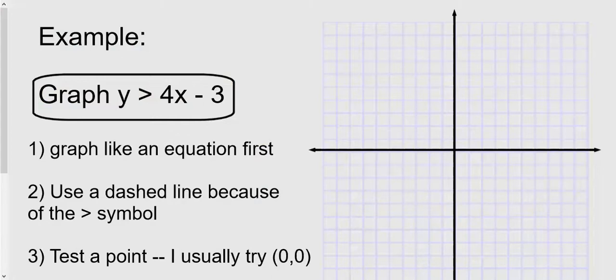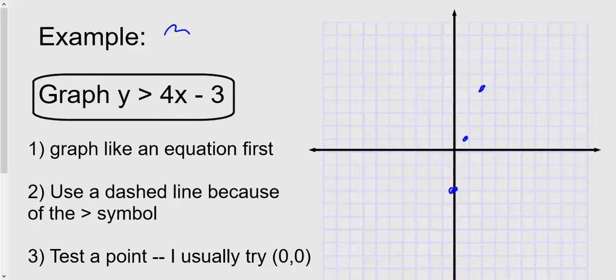Okay, so here is what we are doing. This is the basis of the lesson here. What we're going to do is graph them like we normally would. So if this was already in y equals form, negative 3 is the y-intercept, 1, 2, 3, down 3, and it goes up 4 over 1.